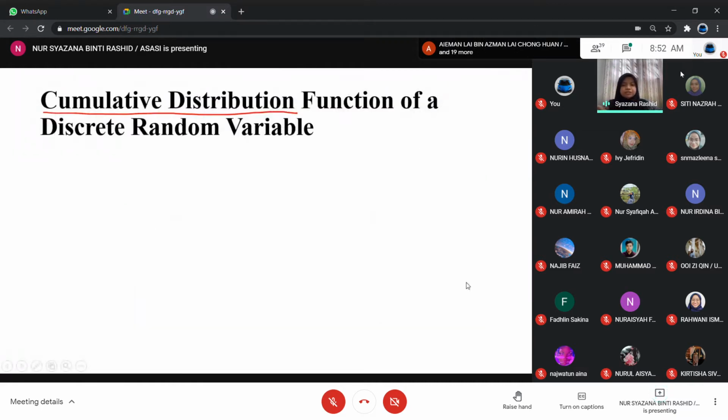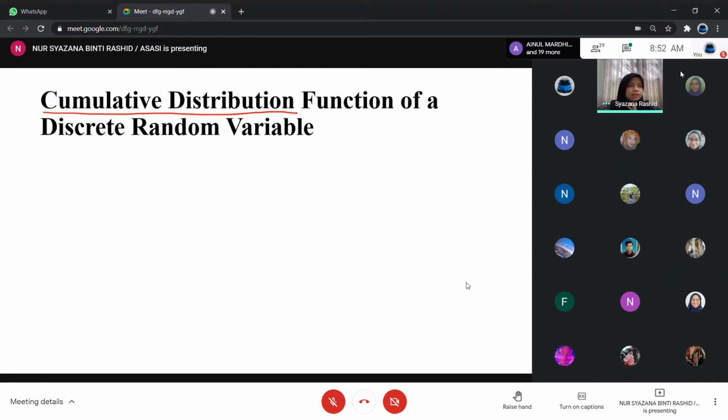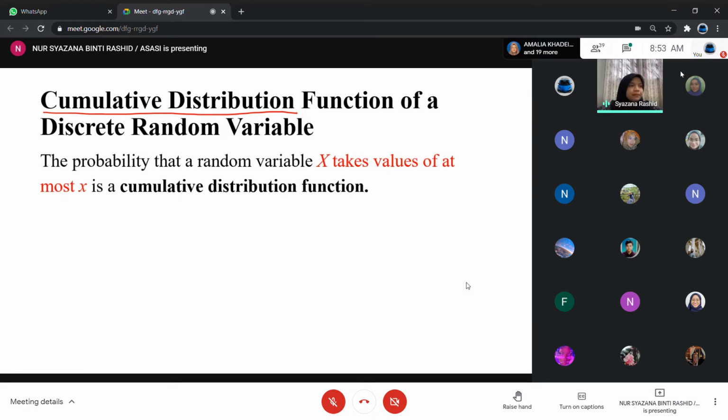Okay, tadi probability distribution. So now it's a cumulative distribution of a discrete random variable. Okay, this is the definition. The probability that a random variable X takes value of at most x is a cumulative distribution function. So this is actually probability X takes value at most x. Maksudnya probability of at most x. At most, probability of at most 3. At most 3 head, at most 2 head, at most 1 head. Okay, keyword dia at most. So bila jumpa probability of at most, okay, maksudnya tu adalah cumulative distribution.